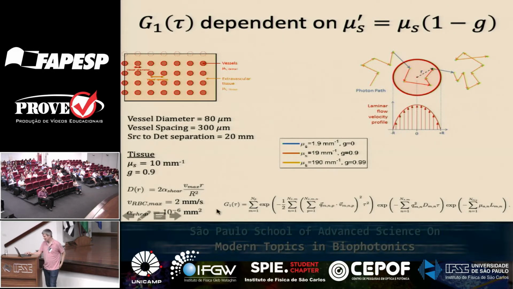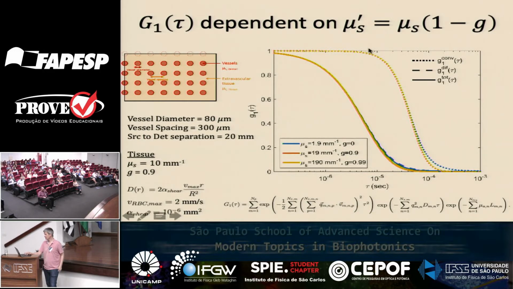And then, I mean, this is the formula. Once we collect all those photons, we can calculate the correlation function, and we can turn off the shear-induced diffusion, or we could turn off the linear motion of the red blood cells, right? And so this allows us to then answer the question, what causes a faster decay of the correlation function? Is it the diffusion or the linear motion of the red blood cells, right?